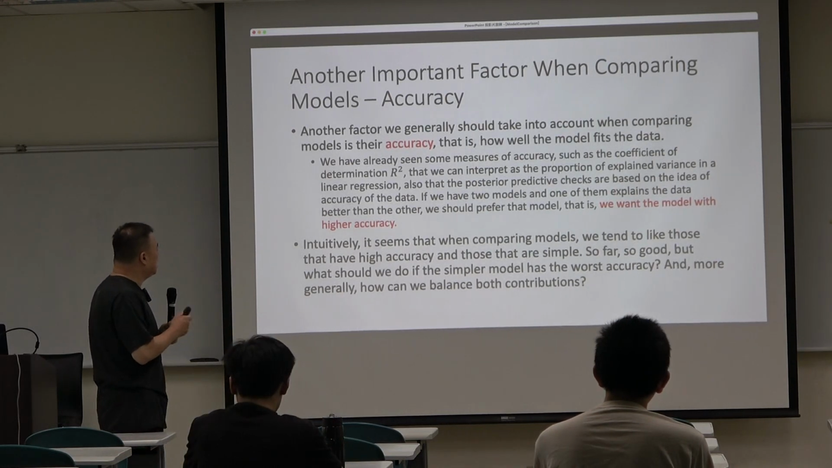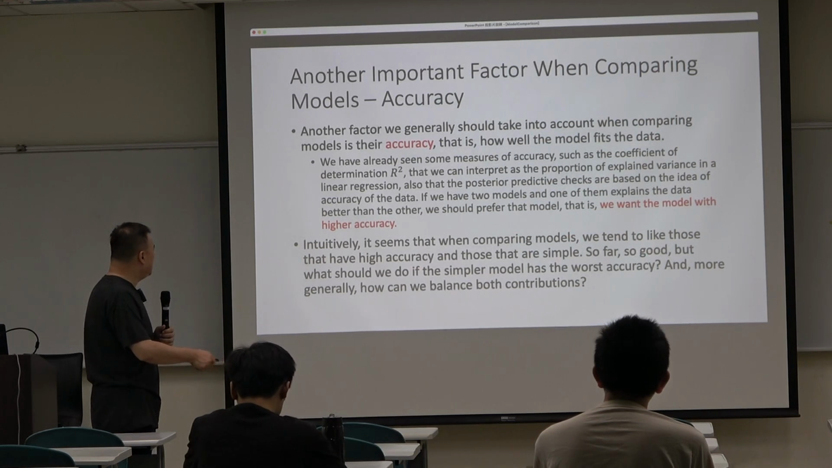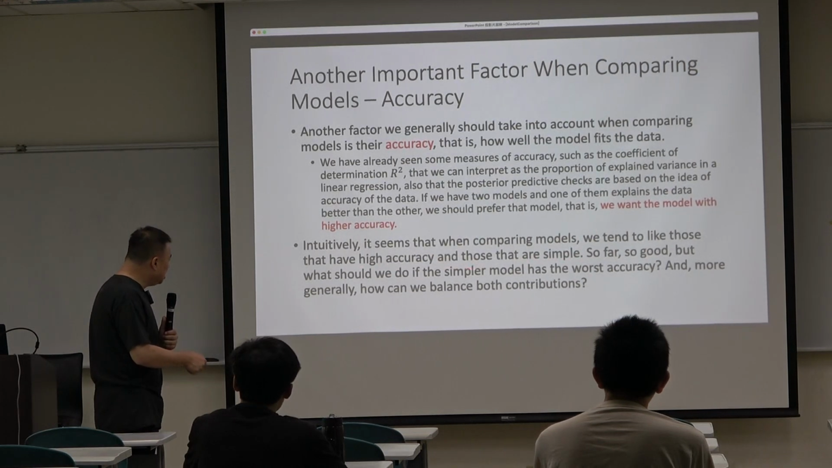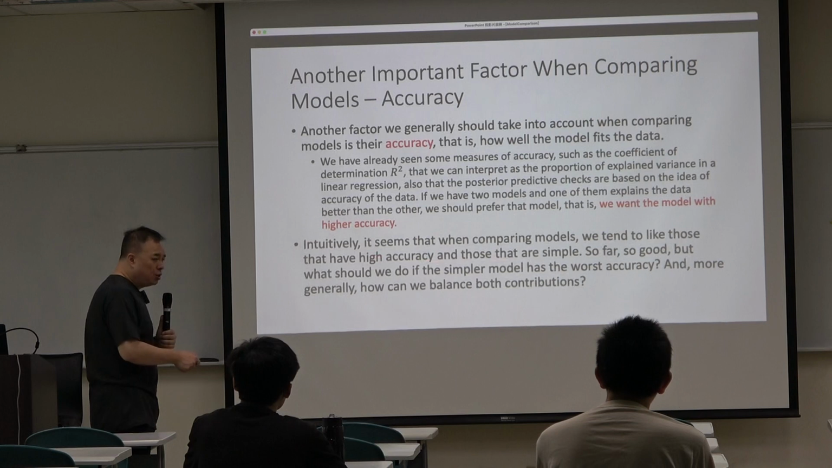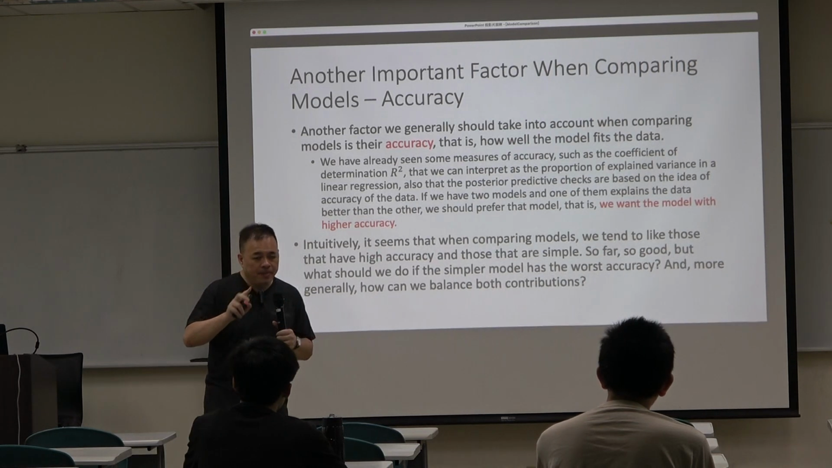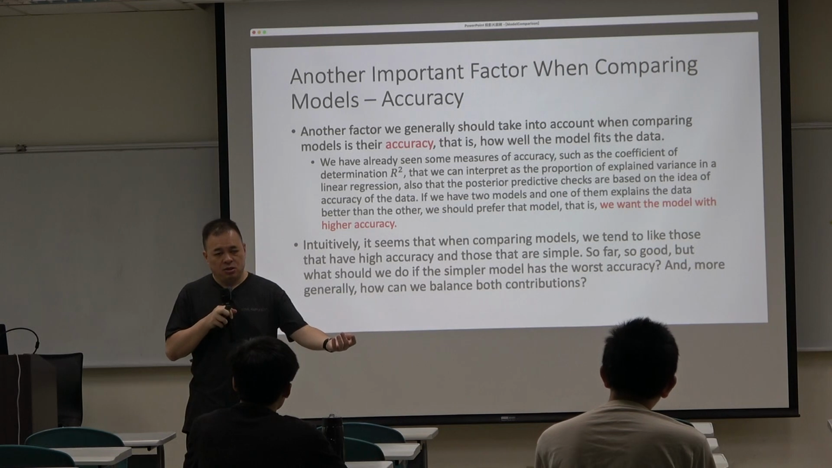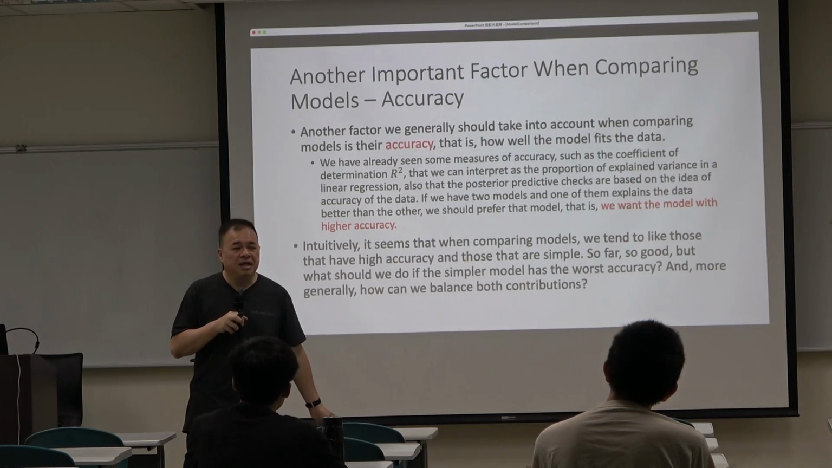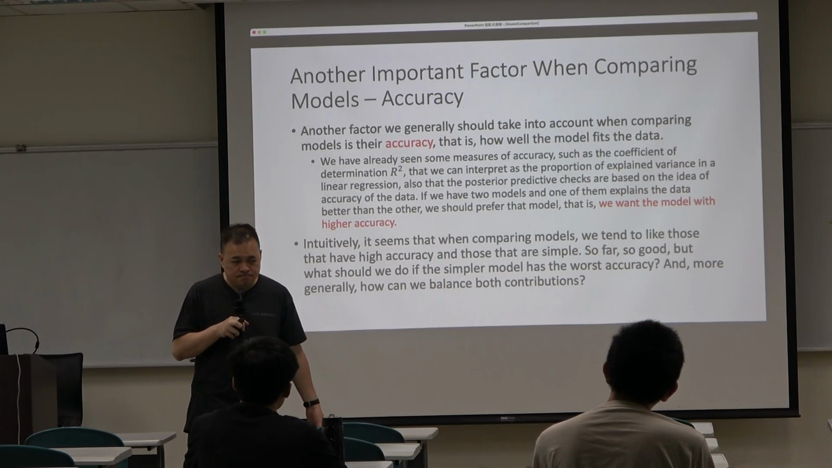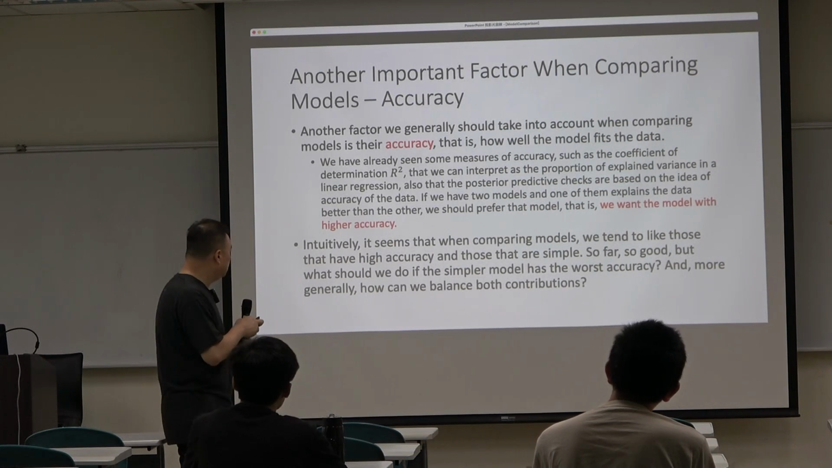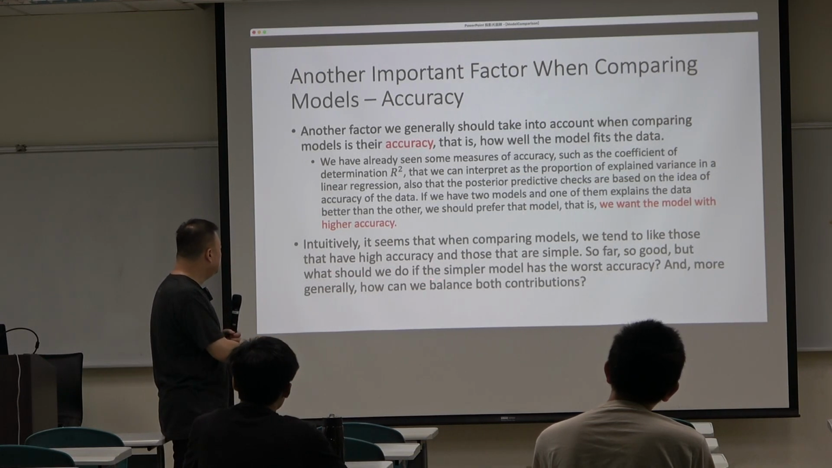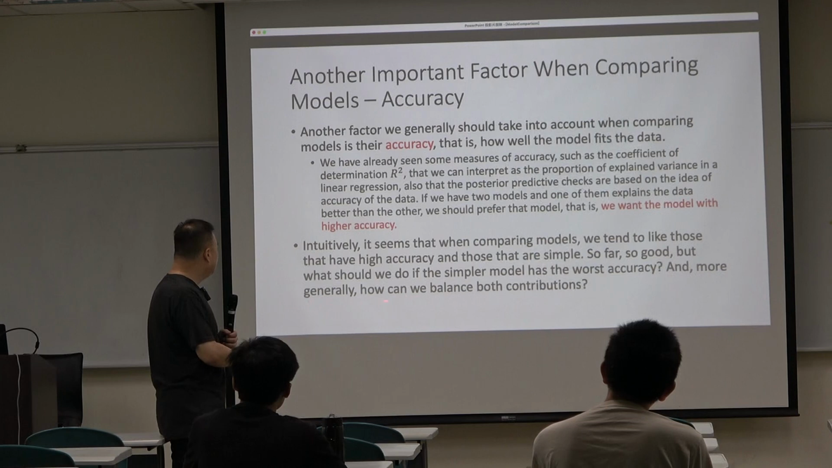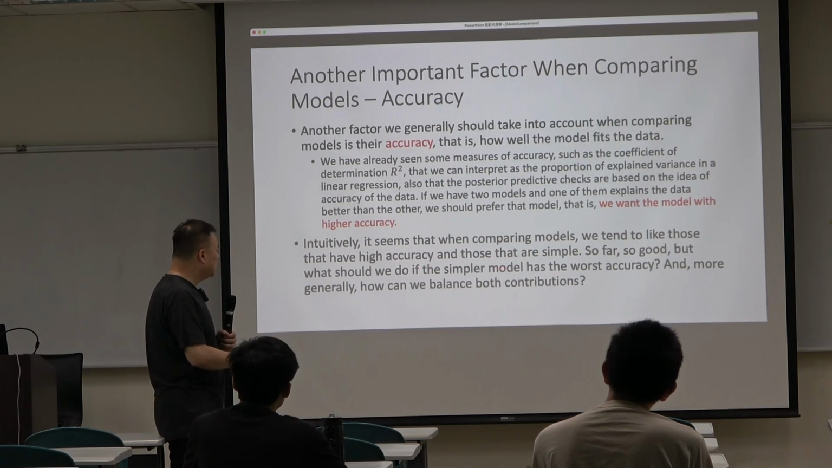So intuitively, when comparing models, we tend to like those that have high accuracy and those that are simple. So we have two criteria here: one is accuracy, one is simplicity. But these two may not coexist. So what should we do if the simpler model has worse accuracy? Or more generally, how can we balance both contributions?